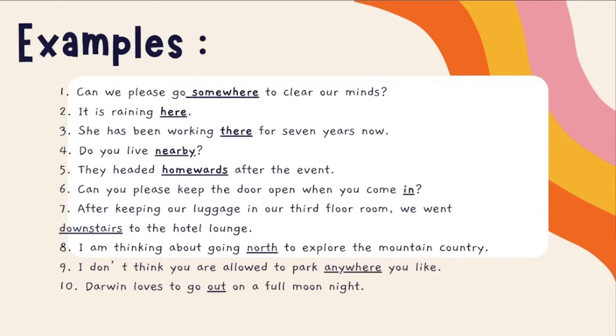Another example here is, do you live nearby? So where do you live? And answer the question also where. And they use the word nearby as an adverb of place.